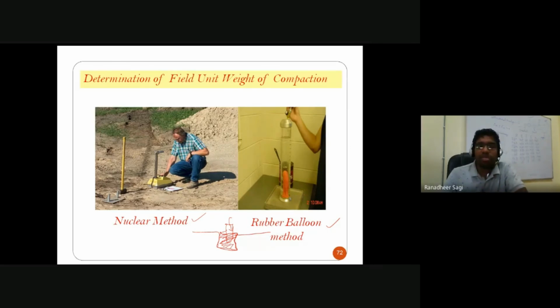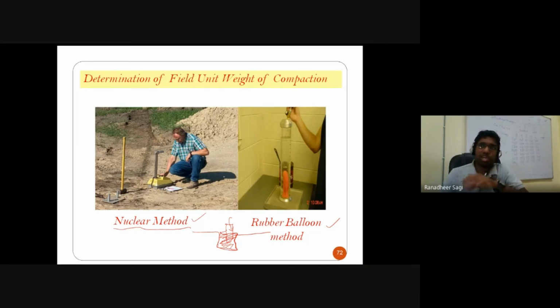So weight by volume gives you what is called the unit weight of the soil, the bulk unit weight. And if I can measure the moisture content present in that soil, then I can get the dry unit weight of the soil which is compacted in the field. Likewise, you have the nuclear method also, which is not very commonly seen in the field where people carry out those tests. But however, it is an easy test similar to these tests. More commonly used are the core cutter method or the sand replacement method.